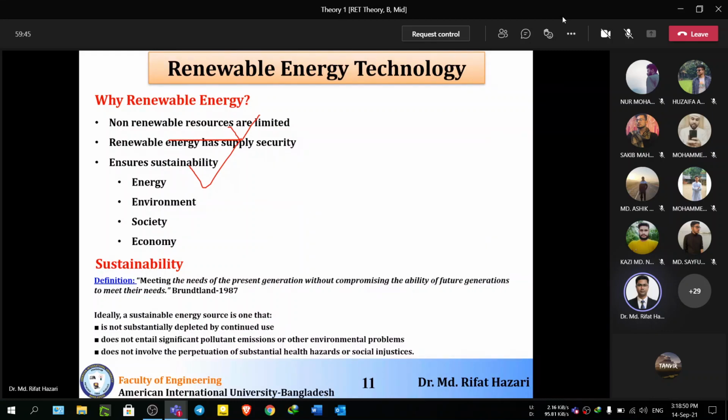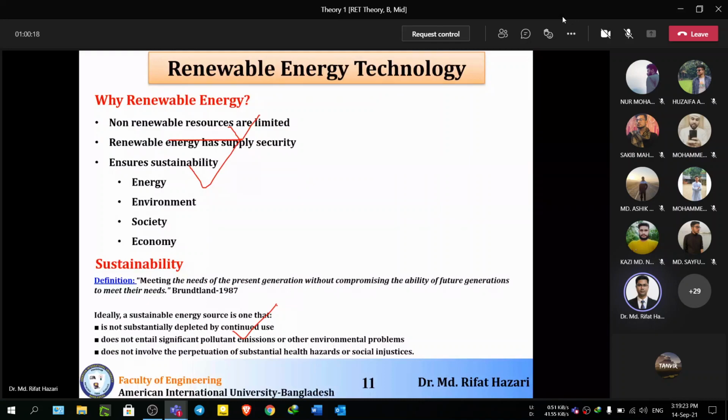Why? In order to fulfill the requirement of sustainable energy, it should have three characteristics. Number one, it is not substantially depleted by continued use. So if you continuously use it, it never decays and never depletes. Does it ever finish? Okay, so number one condition is satisfied. In that sense, we can say renewable energy is sustainable energy.